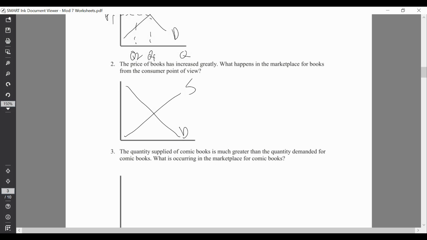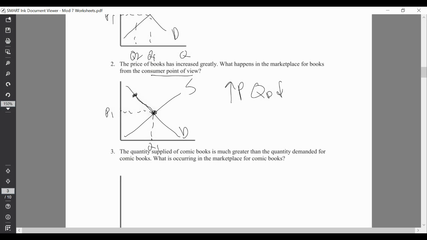So, from the consumer point of view, if it says book prices have increased, well, we were here at equilibrium, right? P1, Q1. Now, this just said an increase in price. They didn't say anything about any kind of shift change, or just says that the price of books have increased, and it's asking about the consumer's point of view. Remember, price goes up, law of demand tells us price goes up, quantity demanded falls. So from the point of view of the consumer, we're going from here and we're going here.